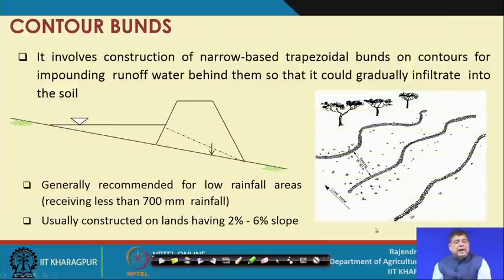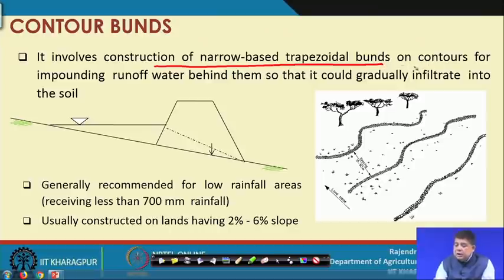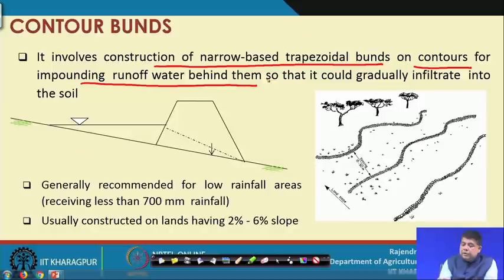Then just to give you an idea about the two types of bunds we talked about, that is contour bund and graded bund, which we will discuss in great detail later on. Basically, contour bund involves construction of narrow based trapezoidal bunds on contours for impounding runoff water behind them, so that it could gradually infiltrate into the soil.